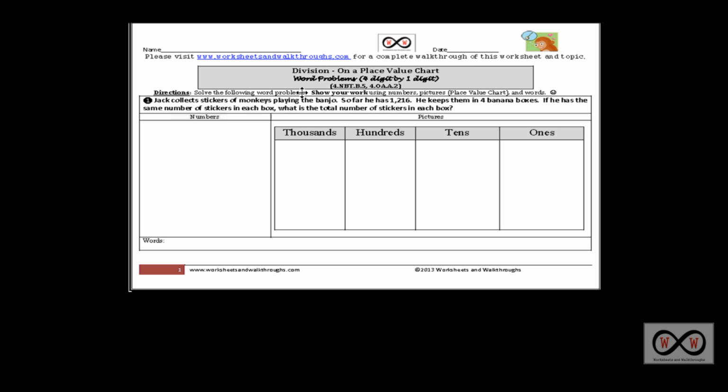And we have some directions. Solve the following word problem. Show your work using numbers, pictures, and words. Let's get started.